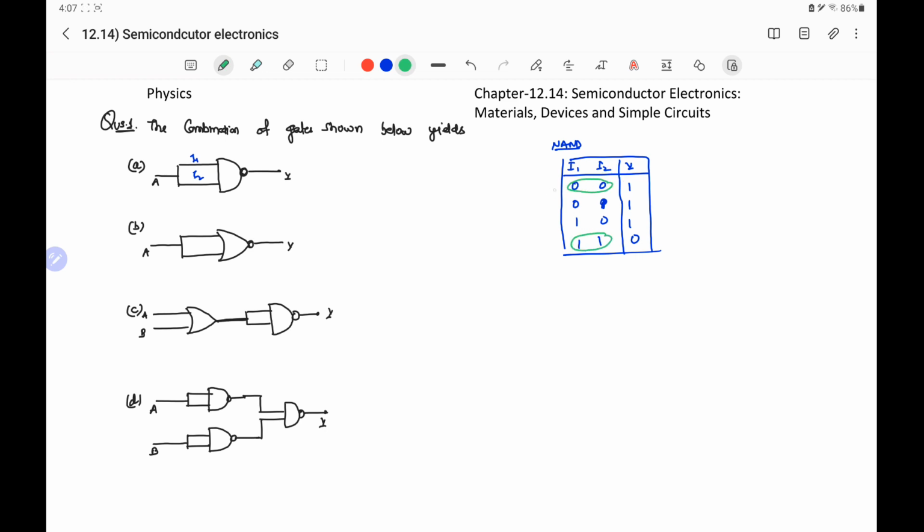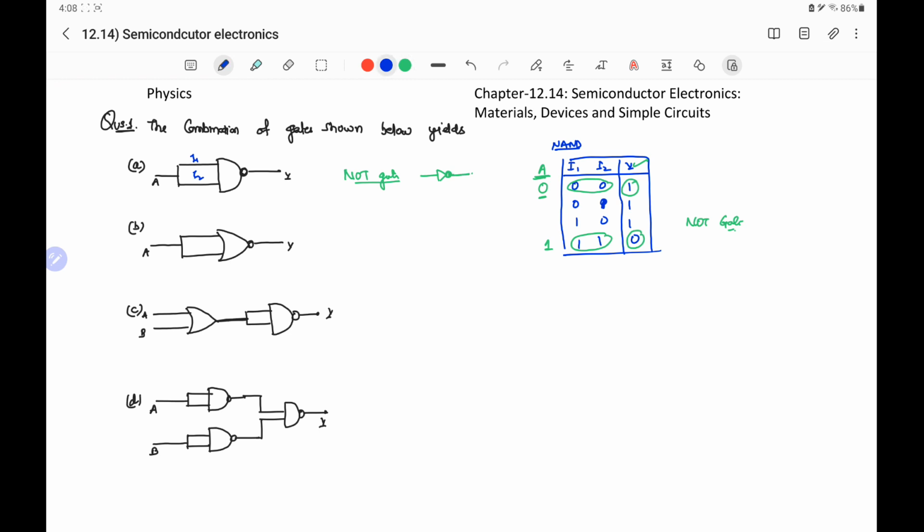And this 0, 0 will occur when terminal A has the value 0, and 1, 1 when terminal A has the value 1. If terminal A has the value 0, output terminal has the value 1. And when the input terminal A has the value 1, output terminal is 0. It means this circuit shows a NOT gate. Hence, this is the NOT gate, which can be symbolically represented as a triangle with a circle.